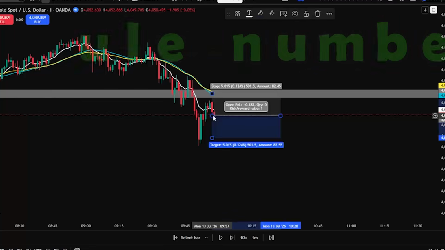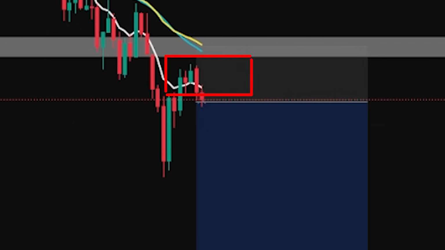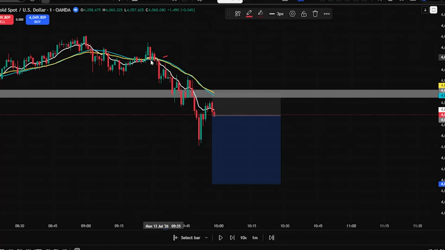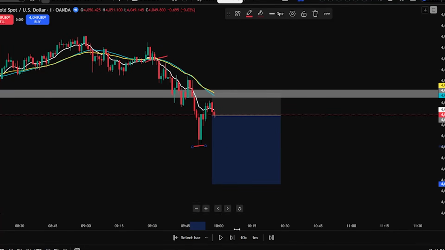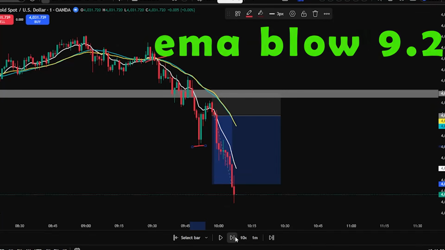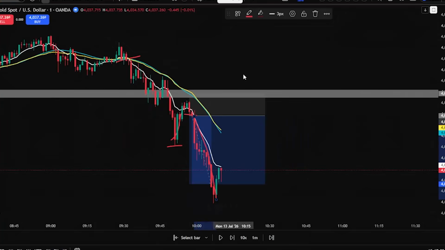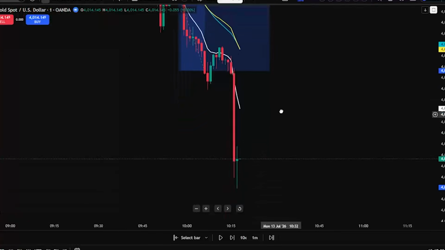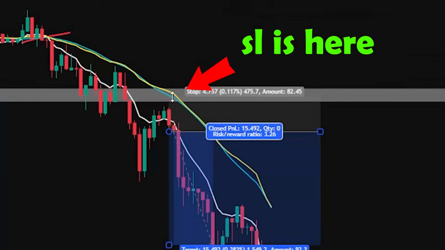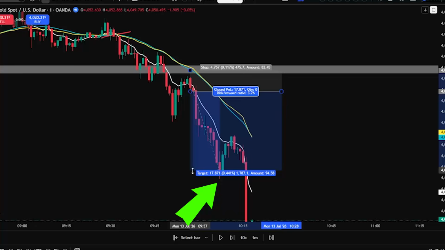Rule number 3, the entry confirmation is a bearish engulfing candle directly at EMA 34. For example, gold drops from 4,045 to 4,032. EMA 9 crosses below EMA 21. Price retraces back to 4,038, where EMA 34 is located. A bearish engulfing candle forms. That becomes the short entry. Stop loss goes 5 pips above EMA 34. Target is either the next support zone or a minimum 2-to-1 risk reward.